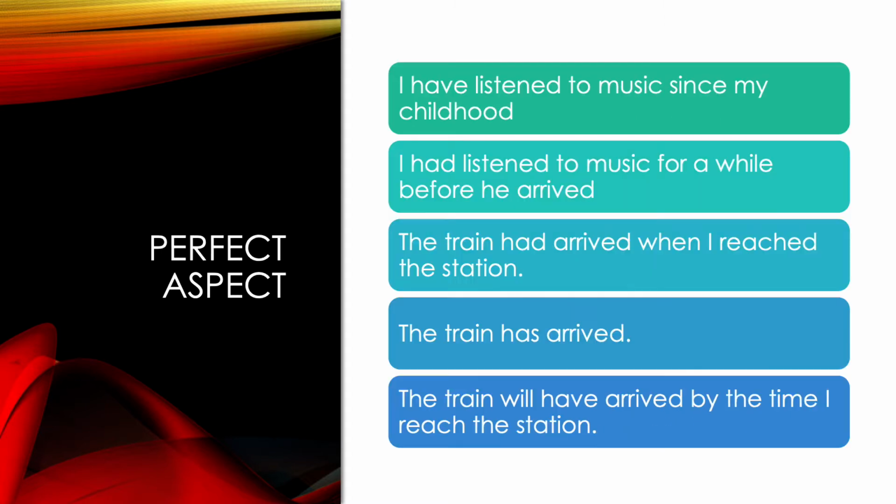The perfect aspect. I have listened to music since my childhood. I had listened to music for a while, and then he arrived. Of course, that's the past perfect. The train has arrived. The train had arrived when I reached the station.